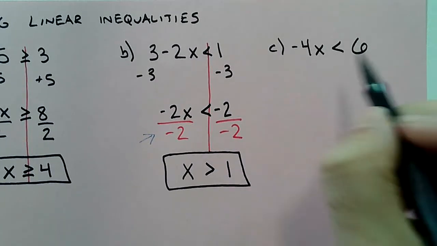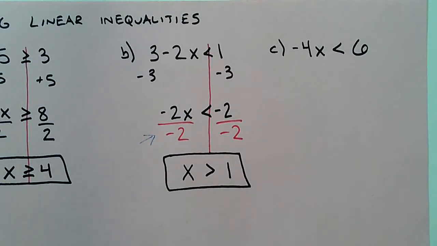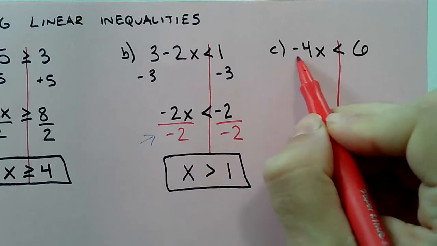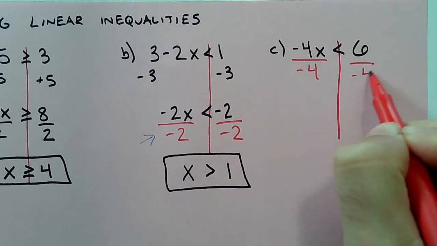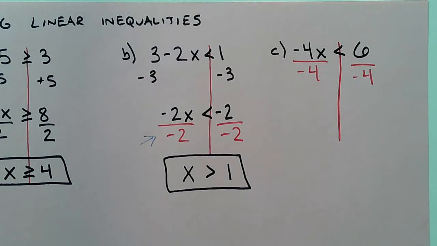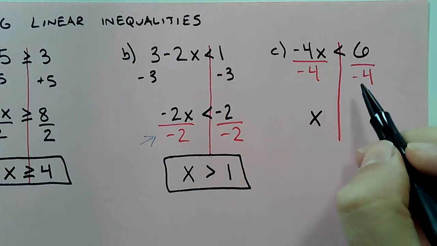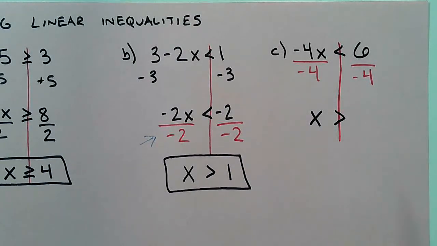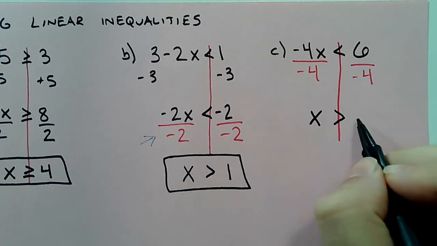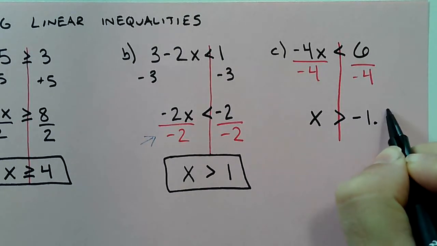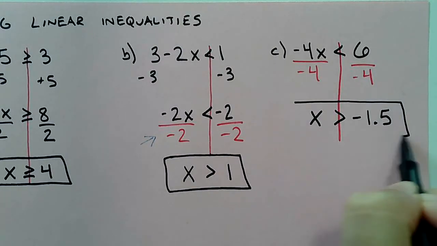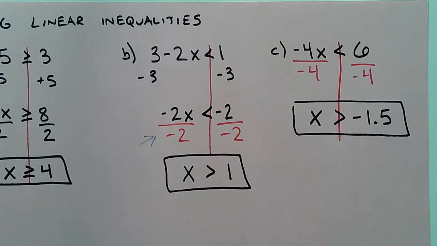Looking at C, I'm going to draw my line. Let me switch to red. Here, I divide by -4. x. Now, I divided by a negative value, which tells me I have to switch my less than symbol to a greater than symbol. And 6 divided by -4 is -1.5. And that is a review of inequalities that will help kind of carry us through when we start talking about the rest of Chapter 9.